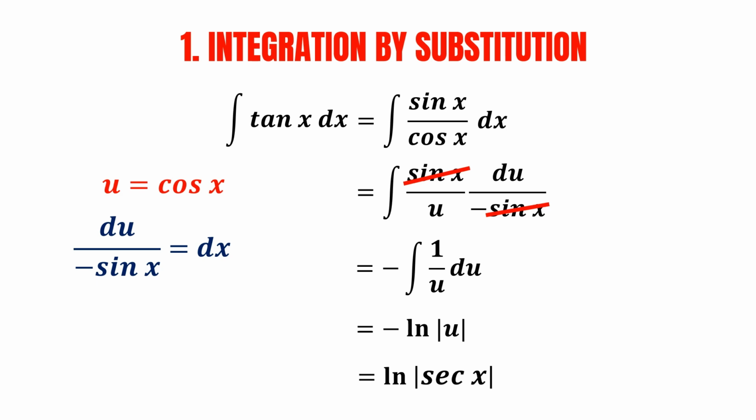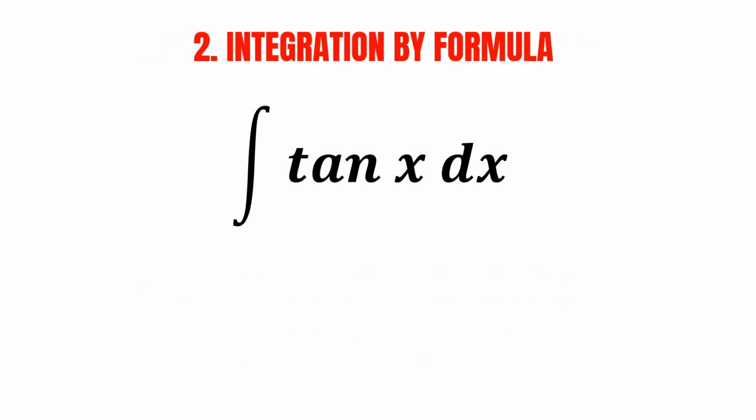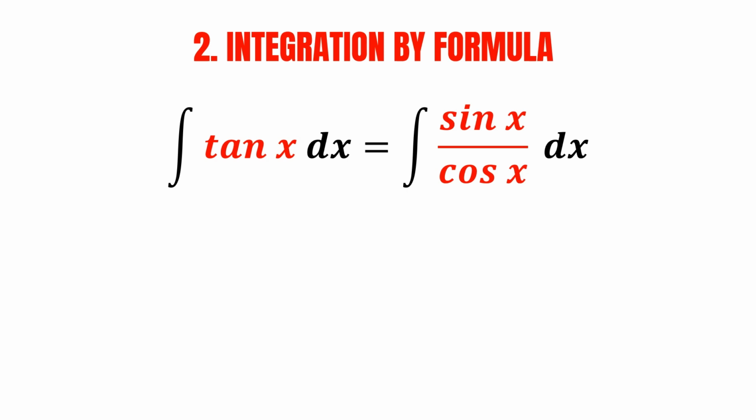And we are done. But of course, don't forget to add plus c after we have finished integrating. And we got our final answer. We have discovered the integral of tangent x by using the substitution method. Now, let us proceed to the second method, integration by formula. Just as we did earlier, we first rewrite the function into the integral of sine x divided by cosine x.